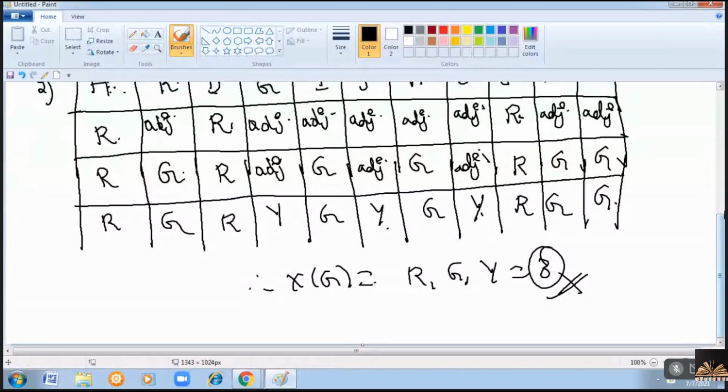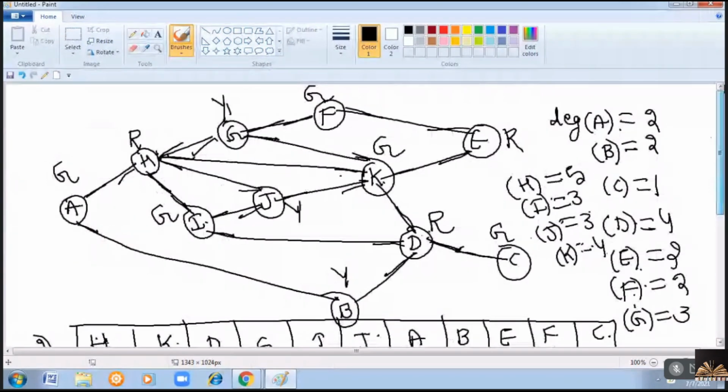So, like this, whenever a complex graph is given, if you are asked to find the chromatic number, then you can use the Welch-Powell algorithm by using the degrees of the vertices. Is it clear now? Have you all understood this?